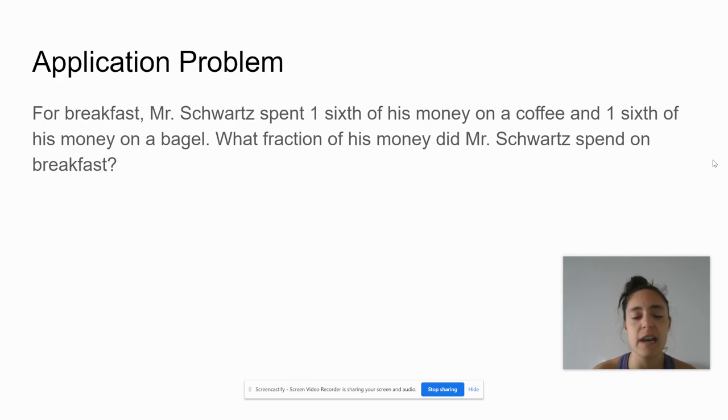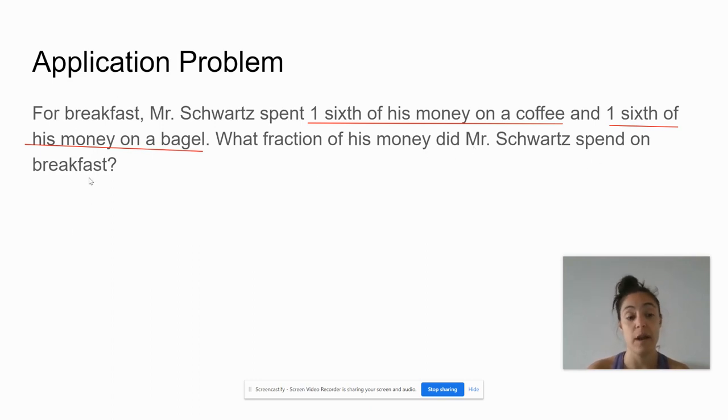So I know with any word problem I need to read, draw, write. So I'm going to read through. For breakfast, Mr. Schwartz spent 1/6 of his money on a coffee and 1/6 of his money on a bagel. So I have to think, what is important in this problem? So I'm going to underline 1/6 of his money on coffee and 1/6 of his money on a bagel.